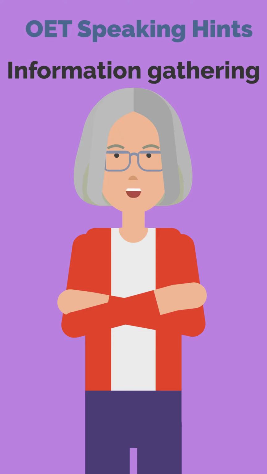Let's look at some common task instructions for gathering information. The first is "find out about." For example, a patient's carer has asked to speak to you about his or her father. The instruction is, "find out about the reason for carer's visit." You might say, "Can you tell me why you asked to see me today?"